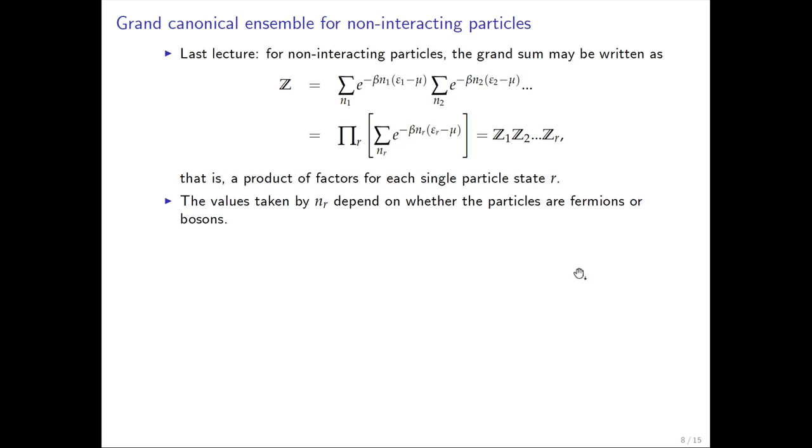Now, what we'll see in the next lecture and the coming lectures is that the values taken by this n_r depend on whether the particles are fermions or bosons. And this is due to, as you have probably encountered in your quantum course, the different statistics obeyed by fermions or bosons. For fermions, you can only put one particle in a given state. Well, actually two if they have different spin.